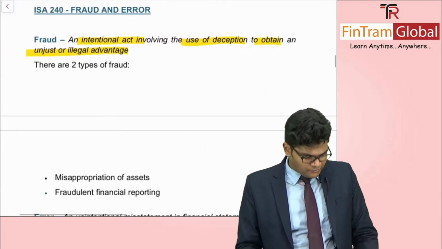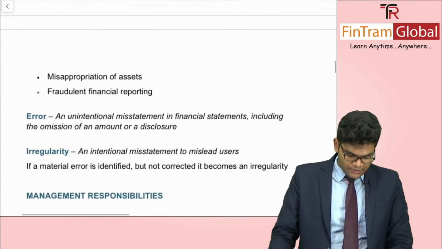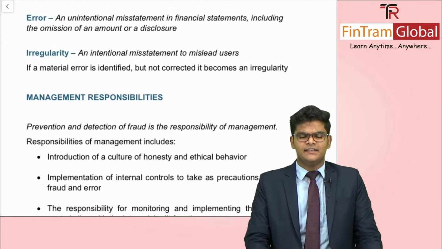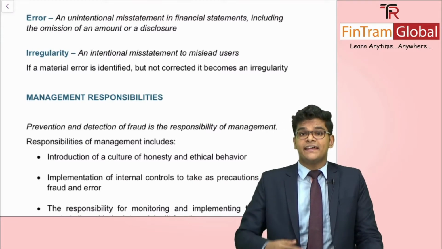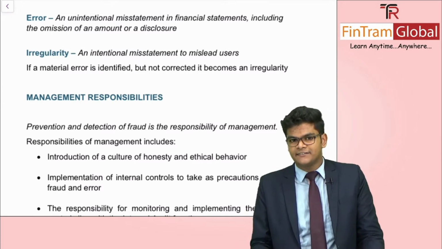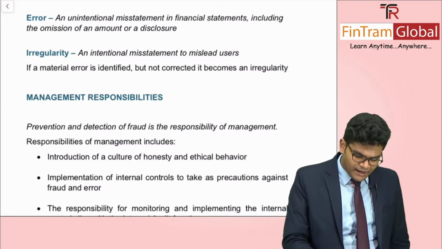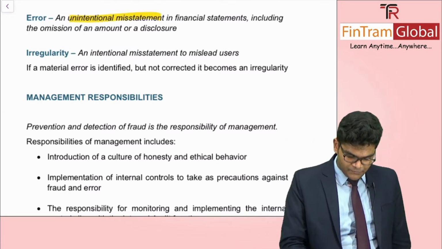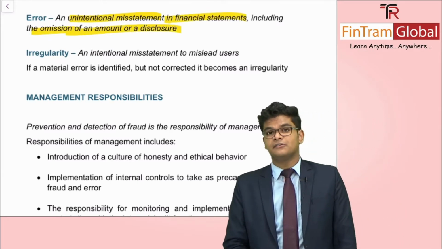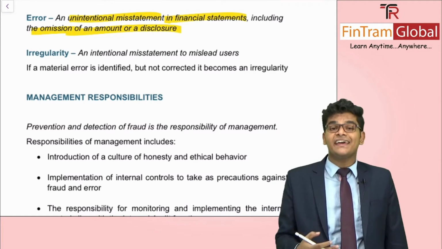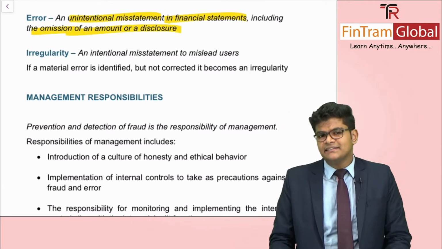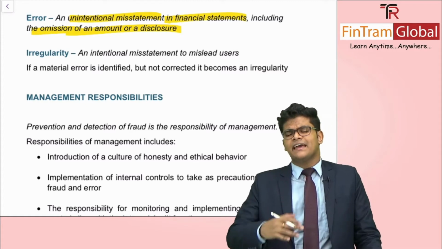Now, moving on to the error aspect, shall we? So that's all for the fraudulent activities. We have learned what fraud is and the different types of fraudulent activities. Now let's take a look at what errors are. An error is an unintentional misstatement in financial statements, including the omission of an amount or a disclosure. So remember that. And of course, errors are not an intentional act, isn't it? It can be just an accident.